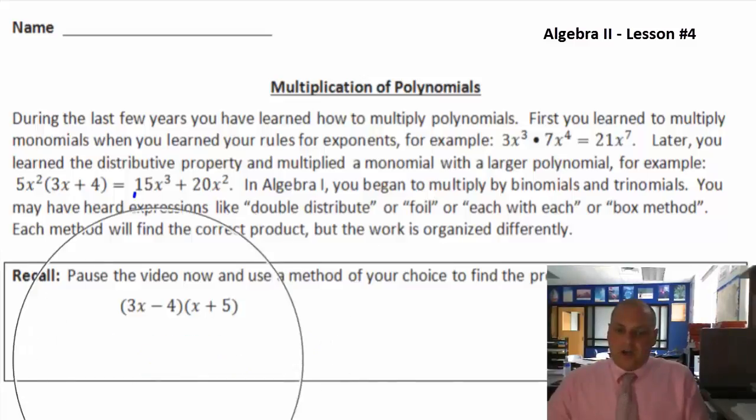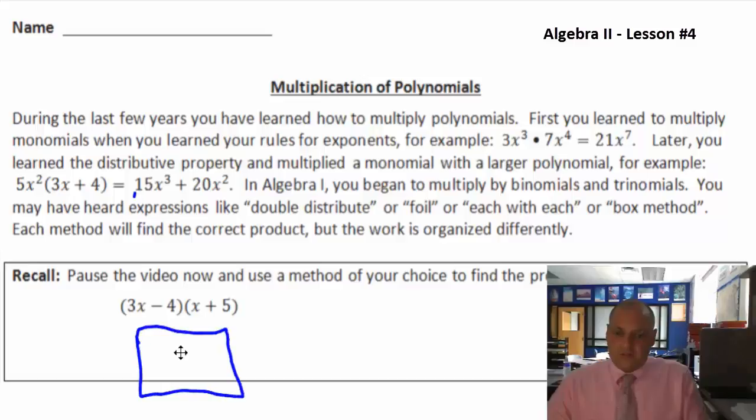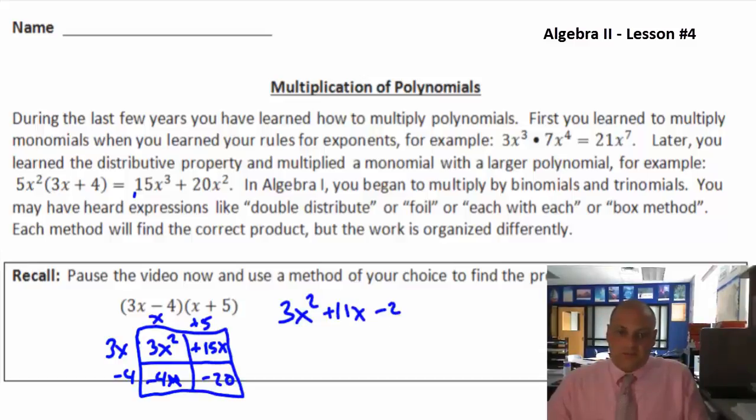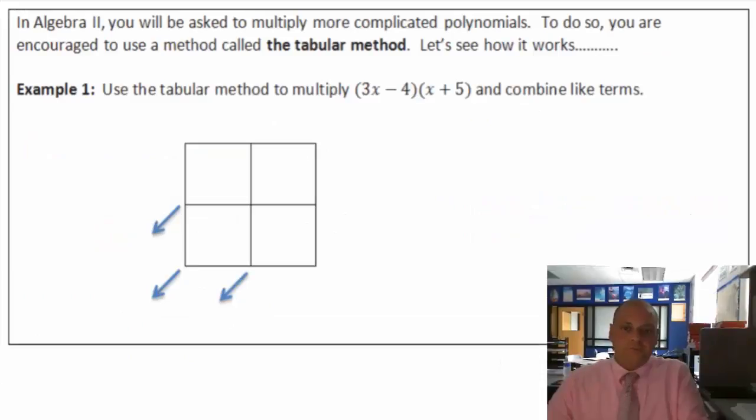You also could have set up one of these. You may have set up a box. And you put the 3x and the minus 4, and then you put the x and the plus 5 like that. 3x squared plus 15x. You may have learned it like this. Minus 4x and then minus 20, and of course you get the same answer, 3x squared plus 11x minus 20. Okay? That's just a review.